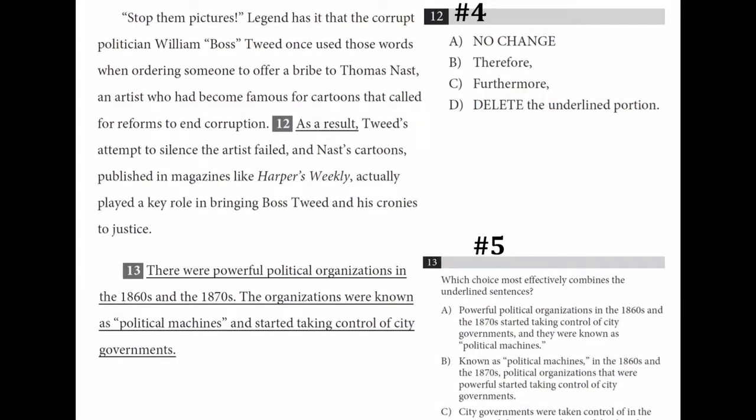Number 12. Stop them pictures. Legend has it that the corrupt politician William Boss Tweed once used those words when ordering someone to offer a bribe to Thomas Nast, an artist who had become famous for cartoons that called for reforms to end corruption. As a result, Tweed's attempt to silence the artist failed, and Nast's cartoons, published in magazines like Harper's Weekly, actually played a key role in bringing Boss Tweed and his cronies to justice. D, delete the underlined portion, is the best answer, because no transitional phrase is needed between the two sentences. The first sentence indicates that Tweed wanted to silence Nast, and the second sentence simply states what happened next, that his attempt to do so failed.